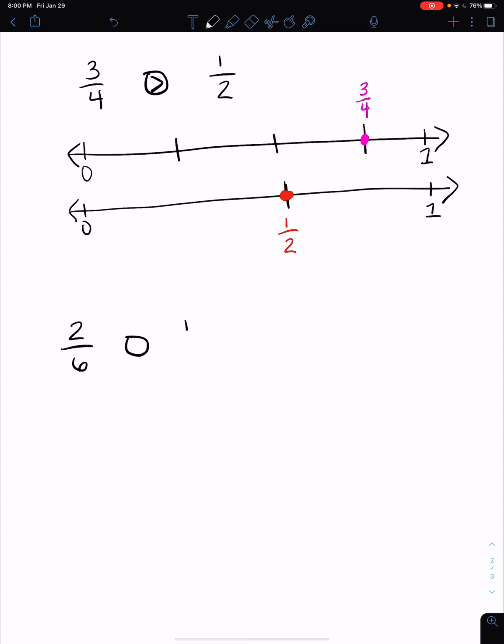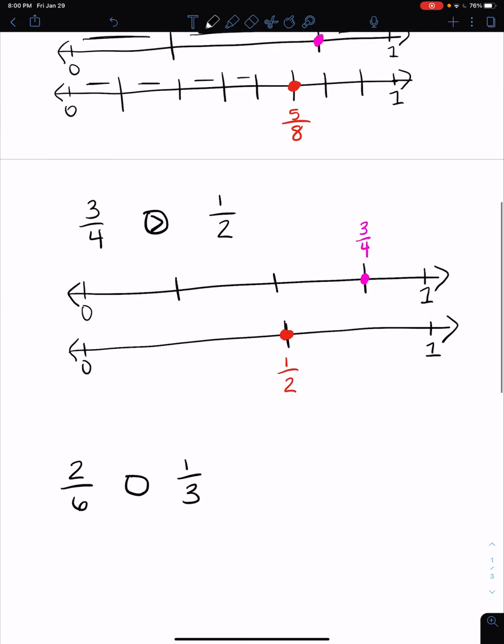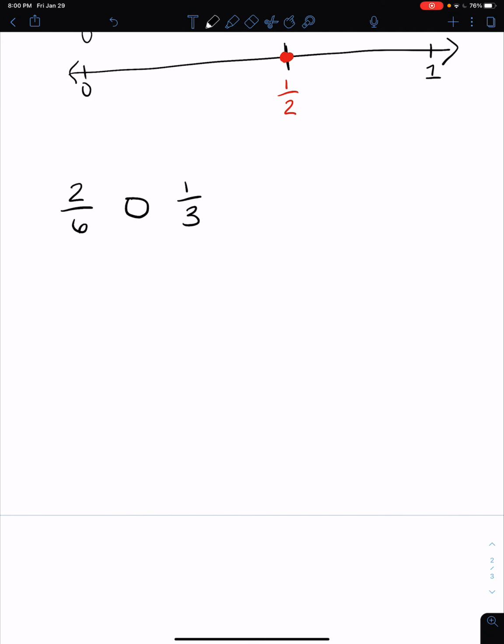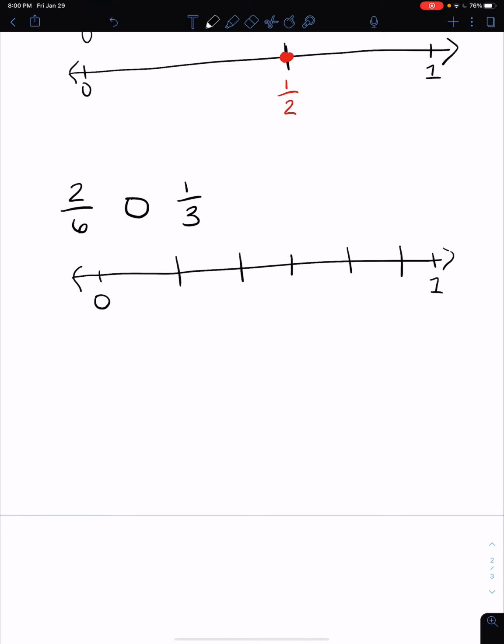2/6 and 1/3. Okay, pause this video and try this one, and then come back and check yourself. So again, I'm going to draw my number line. 0, 1. I know I need 6 pieces. One, two, three, four, five, six. And then I'm going to draw my other number line, and I know that I need it in thirds.